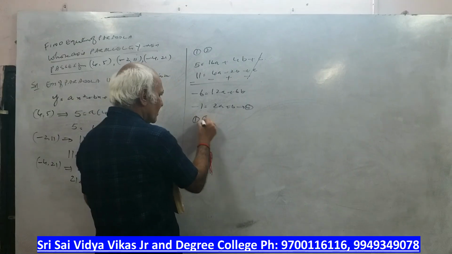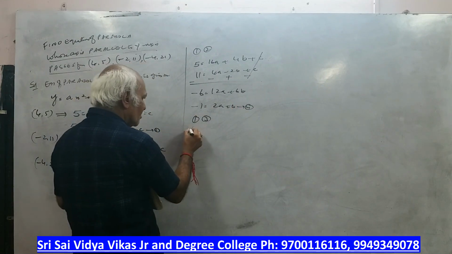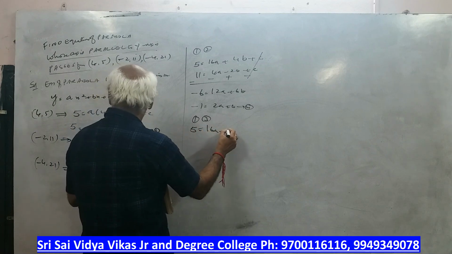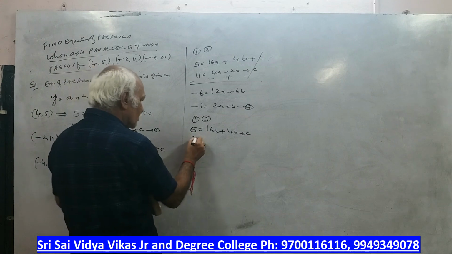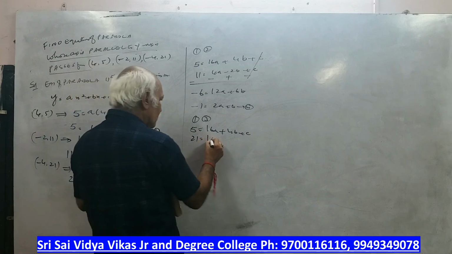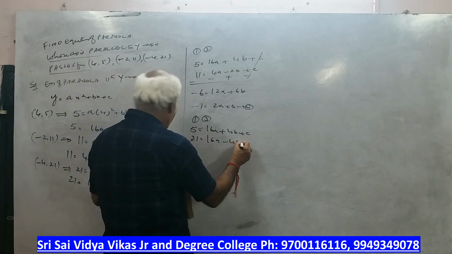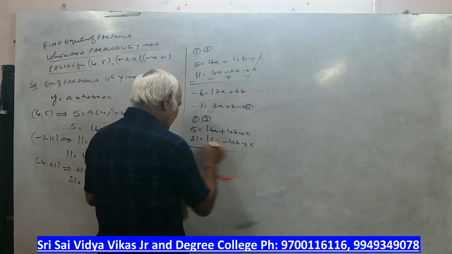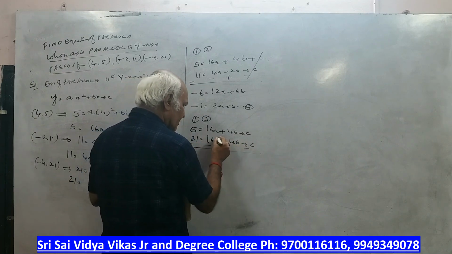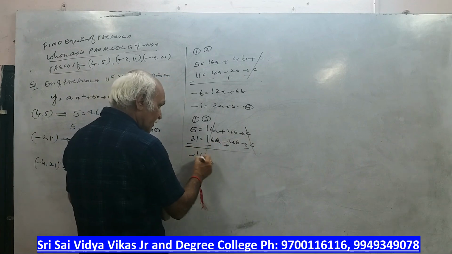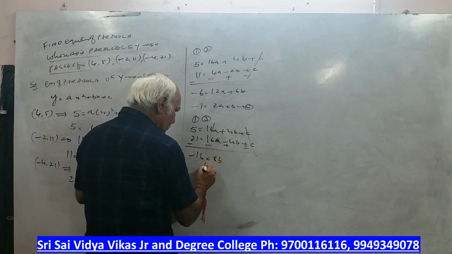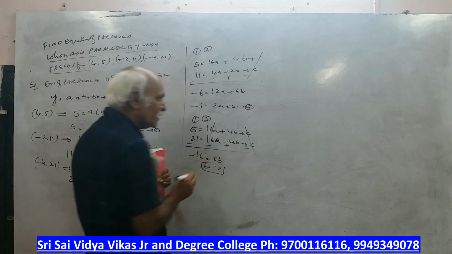Consider 1 and 3. What is the first equation? 5 is equal to 16a plus 4b plus c. What is the next one? 21 is equal to 16a minus 4b plus c. Subtract. Observe, a will get cancelled, c will get cancelled. So minus 16 is equal to 8b, b is equal to minus 2. Directly we get the b value.